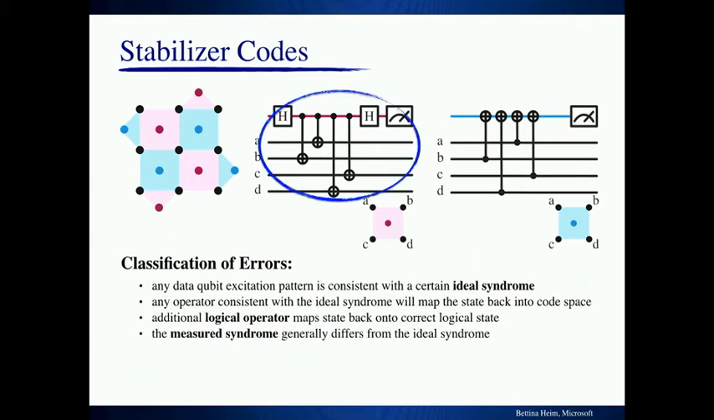So additionally to a logical operator, we also need to classify the state of our system according to the measured value of our syndrome. To sum this up, we have some data qubits, we have some ancilla qubits, we have basically an ideal syndrome that classifies the state that our data qubits are currently in together with a logical operation. And we have the measured syndrome that classifies the state that our ancilla qubits are in. So that gives a complete description of our system.